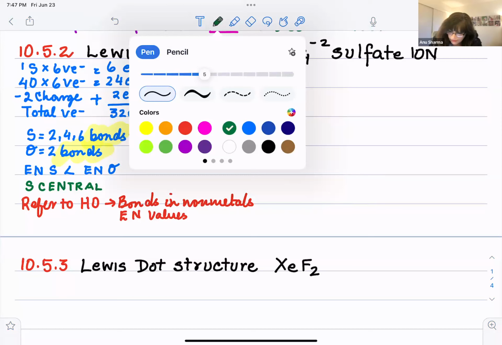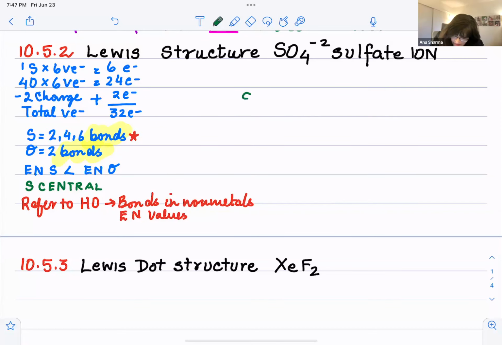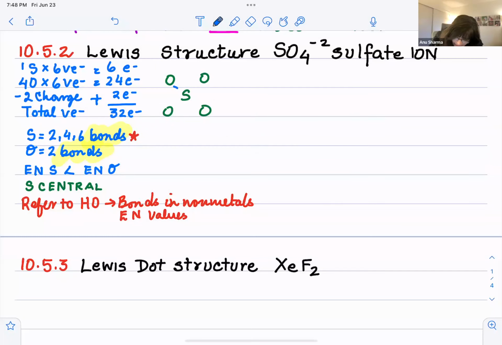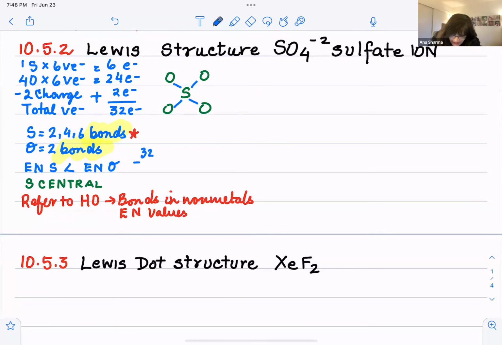All right, so now you have sulfur here and 4 oxygens. Let me make this here because I would need that space. So sulfur in the middle, with 1, 2, 3, and 4 oxygens. Now we're going to connect them with single bonds, so 1, 2, 3, 4. That means 8 electrons have been used. So now 32 minus 8. What is left? 24 electrons.